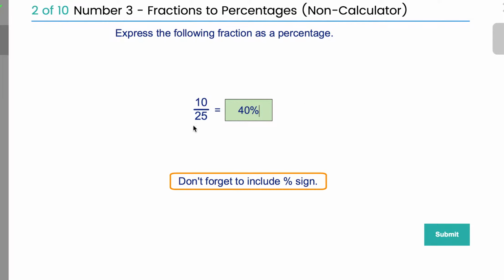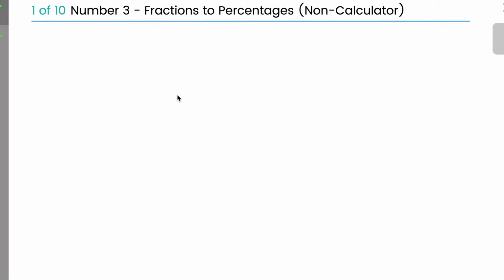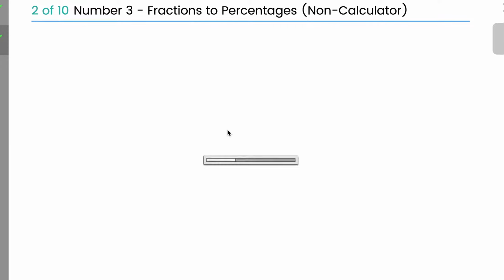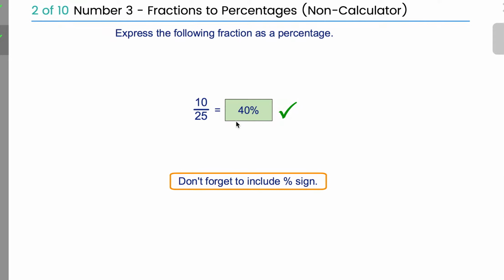So the first two rules have very nicely been dealt with by these first two questions. When you see something over 50 and you have to work it out as a percentage, then just double it. And if you see something over 25 and you have to work it out as a percentage, then double it and double it again, or times it by 4. Okay, let's look at the next one.